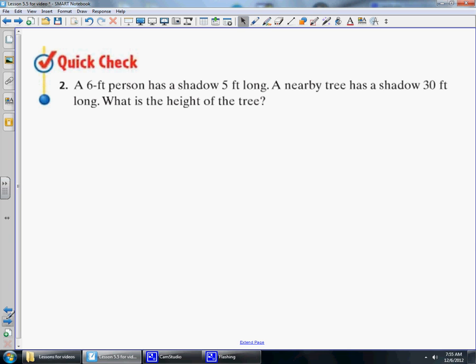So we have a 6-foot person and they have a shadow of 5 feet. So here's the person and the person's shadow. So the person's shadow is 5 feet and the person's height is 6 feet. I should probably make the shadow a little shorter in this drawing. Then we connect that together and we make a right triangle.